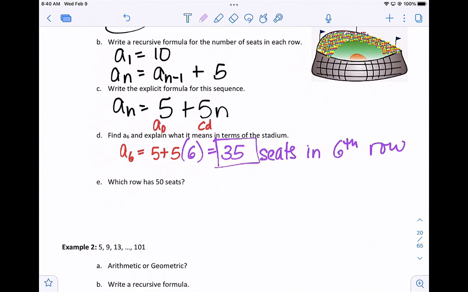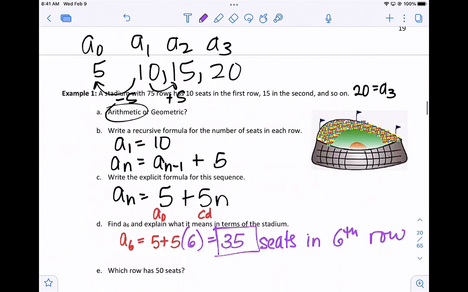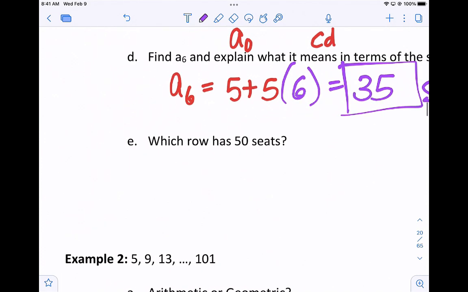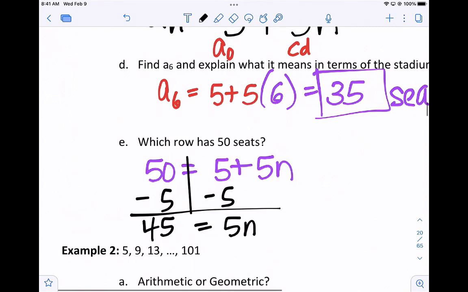Okay, which row has 50 seats? Now here you can again keep hitting enter and count how many rows until you get to 50 seats, or now we have the explicit formula, so we can do 50 equals 5 plus 5n, where n is the row number, and we can solve that algebraically. So again, multiple ways to solve problems in math, including with sequences. So we get, it looks like the 9th row.